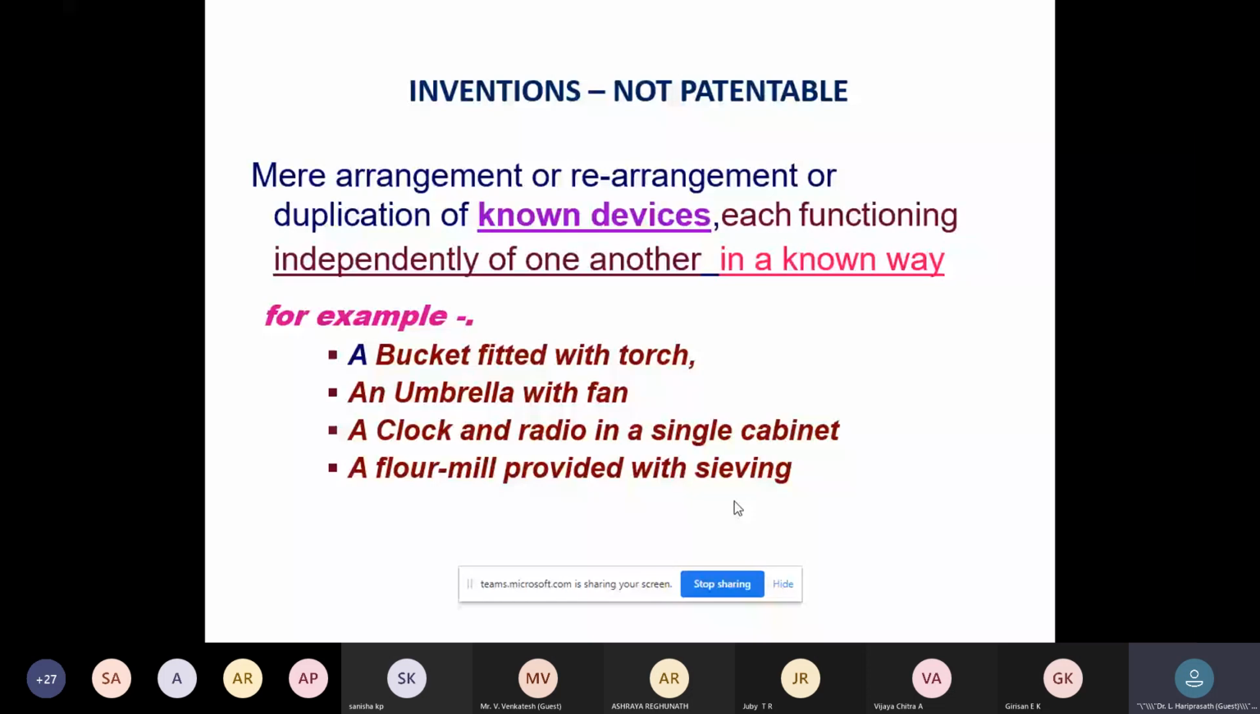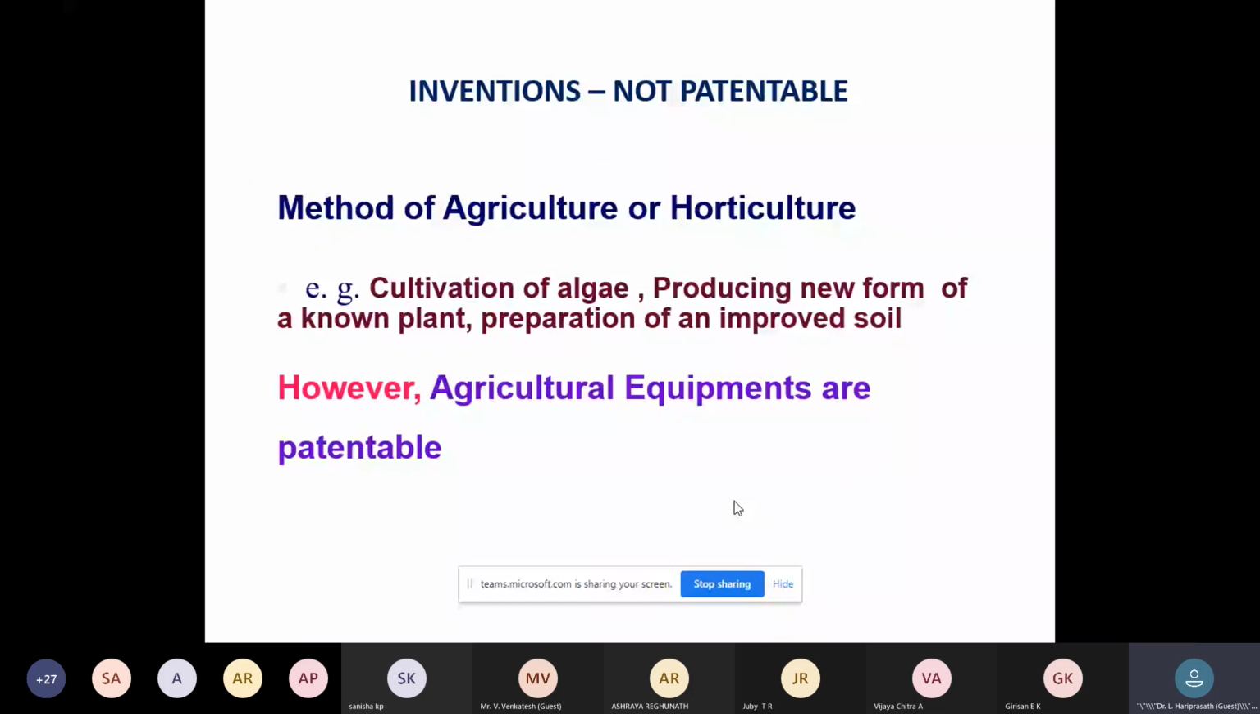And the method of agriculture or horticulture, whether it is an agricultural method or a horticultural method, such method patents are not encouraged, or are not patentable. However, when you go for equipment for an agricultural purpose, such things are patentable. But the direct method of agriculture, or when you say that I want to improve the yield of a crop, such types are not encouraged.